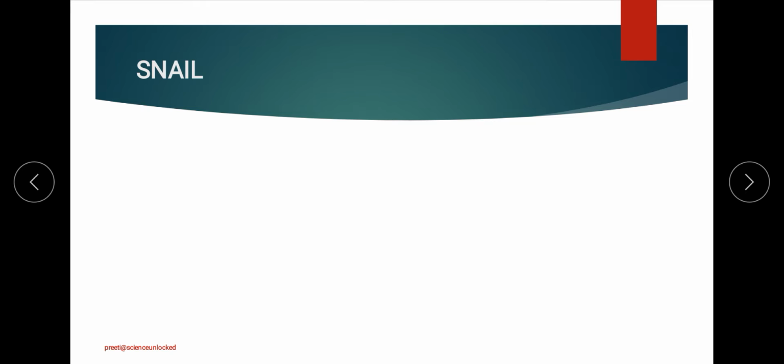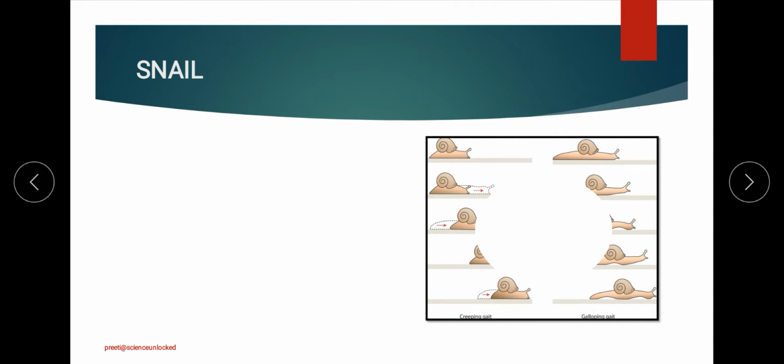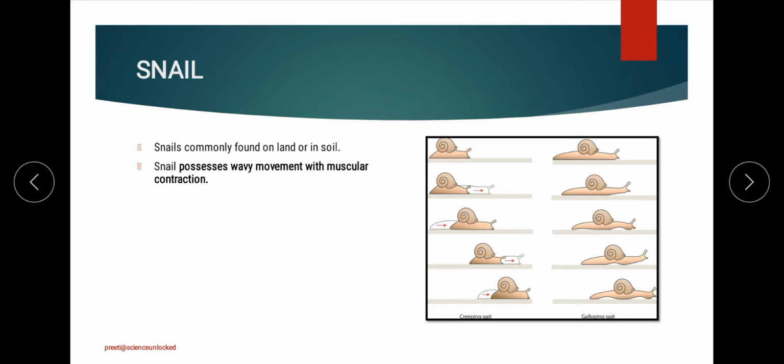Snails are organisms that we can easily find on land, so they are terrestrial organisms. When it comes to their movement, they perform muscular contraction. It is a little similar in concept, since whenever muscles are involved, the movement will be through contraction and relaxation only.